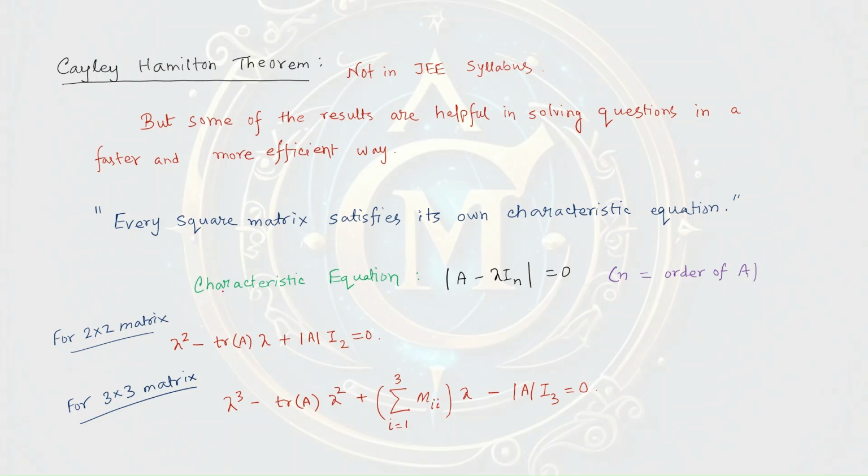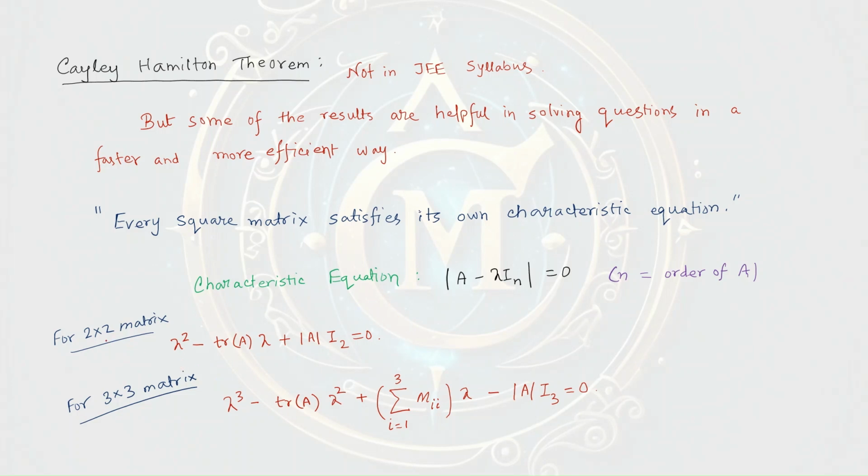Now, how to determine the characteristic equation? The characteristic equation is to be simply determined by this relation: determinant of A minus lambda I equal to 0, where the identity matrix is of the same order as the order of A. Now, you need to remember the characteristic equation for a 2 by 2 square matrix and 3 by 3 square matrix.